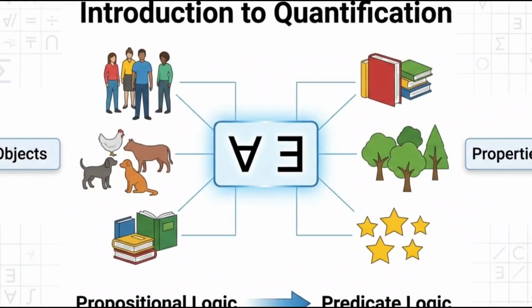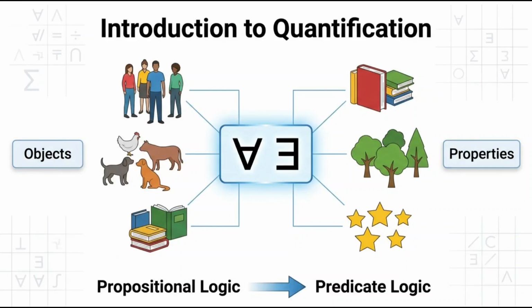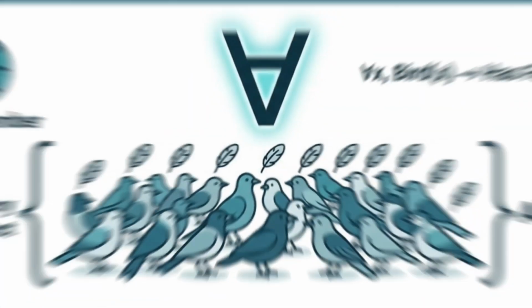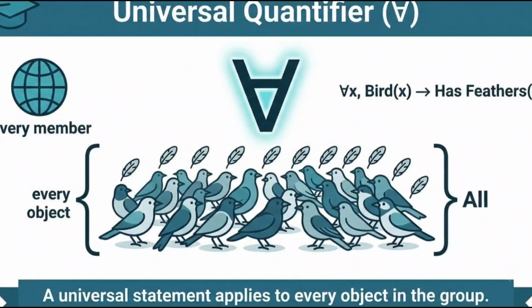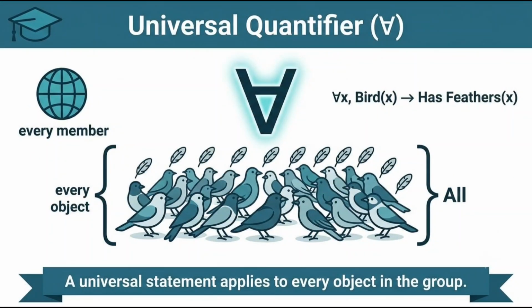So far, we have worked with whole statements. Now, we will study predicate logic, where we describe properties of objects using quantifiers such as all and some. The universal quantifier is represented by the symbol upside down A.